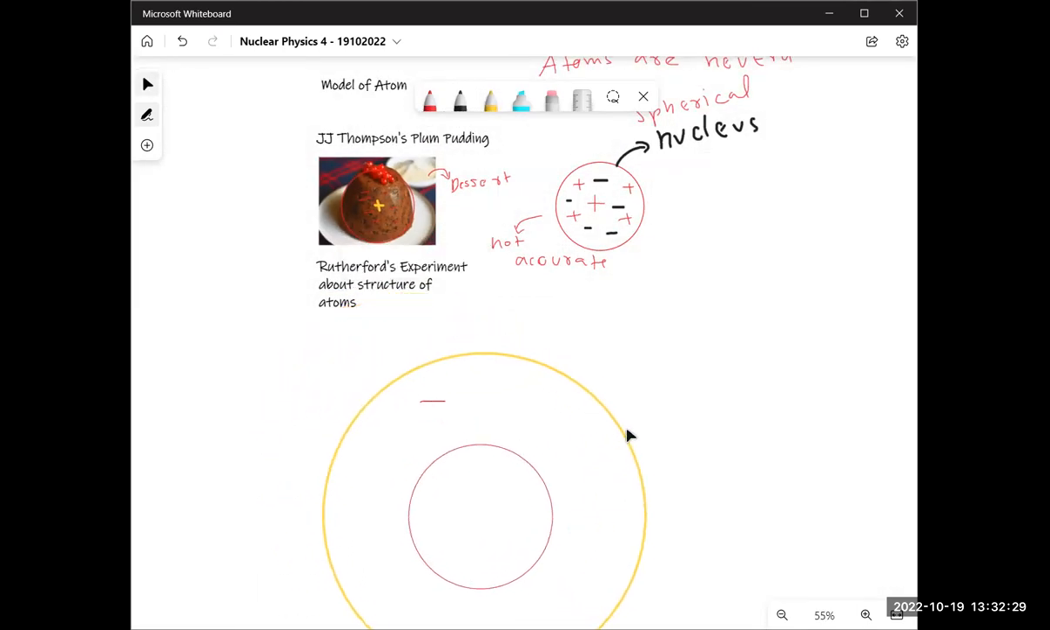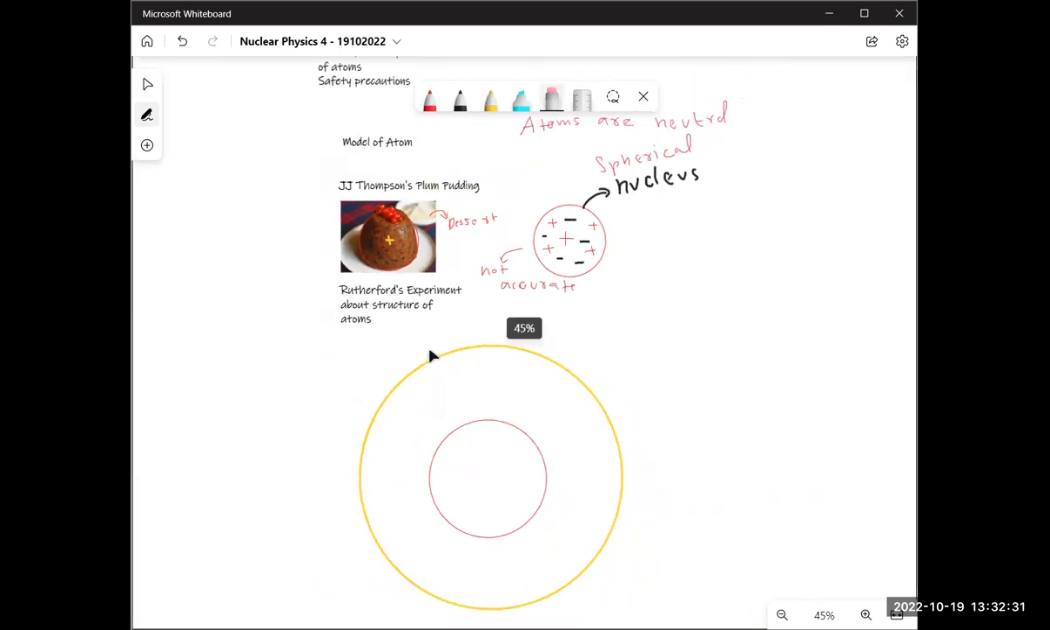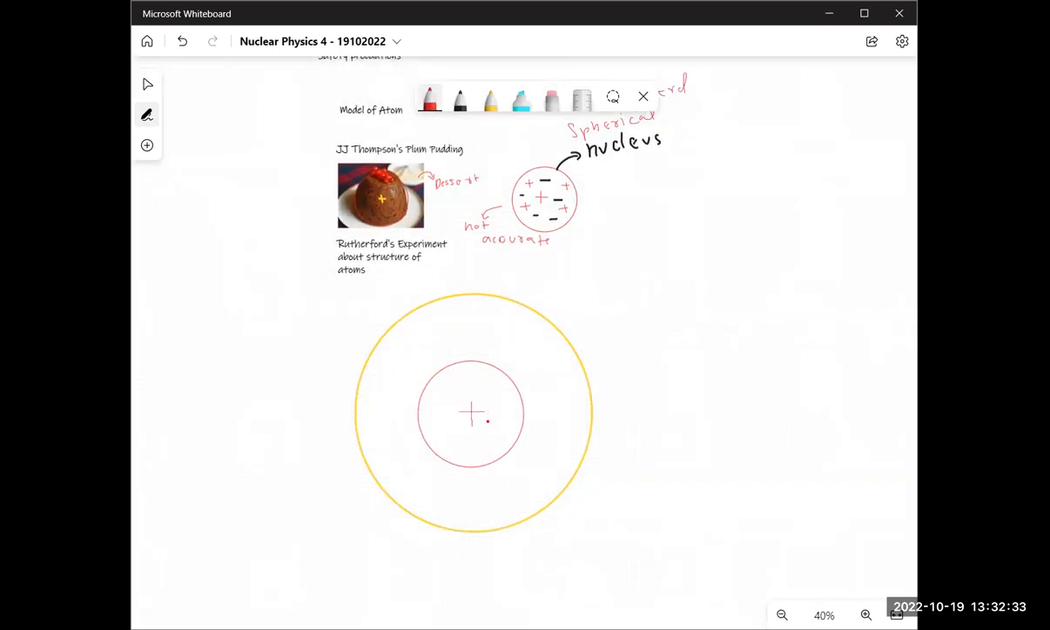This is what the atom looks like. And this is the nucleus, which is positive and much smaller. And around it, we have electrons like this, orbiting. Fine. So this is what we have: electrons around a positive nucleus.